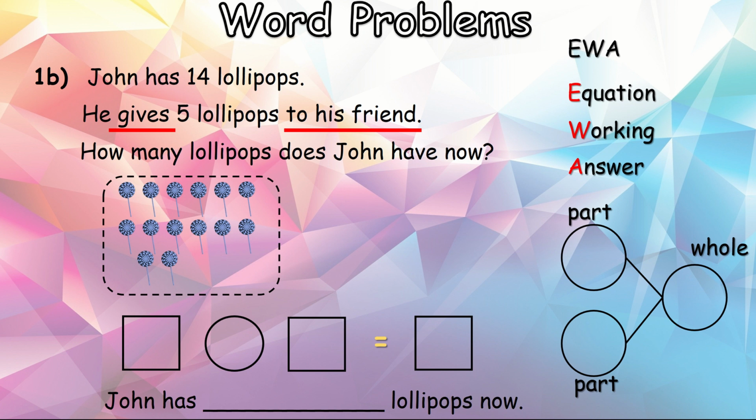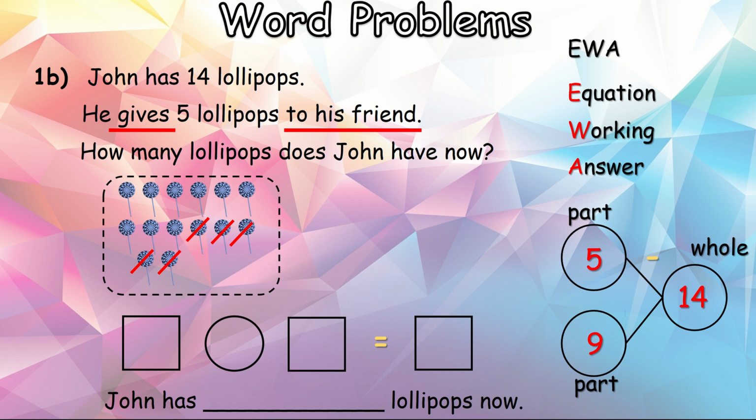The working. All right, so we need to take away 5. So there we have 1, 2, 3, 4, 5. So 14, we're taking away 5. So this is subtraction, which means it's whole and part. So I fill in the whole, which is 14. I fill in one of the parts, which is 5. So the sign between the whole and the part is subtraction. So 14 take away 5 gives me 9.